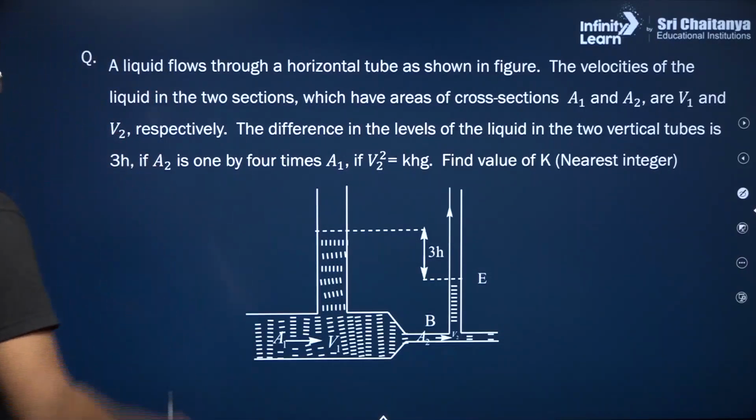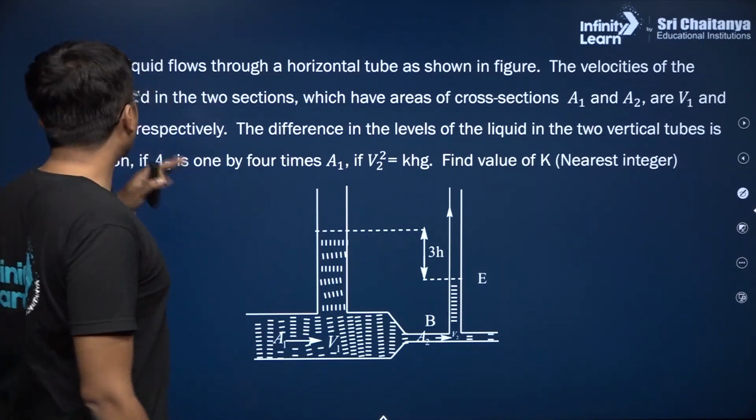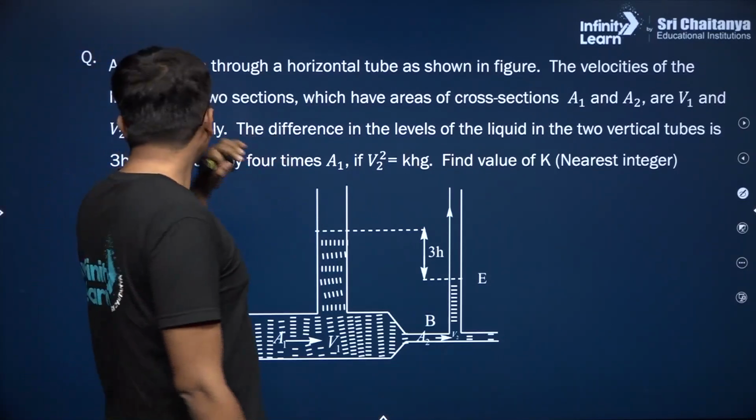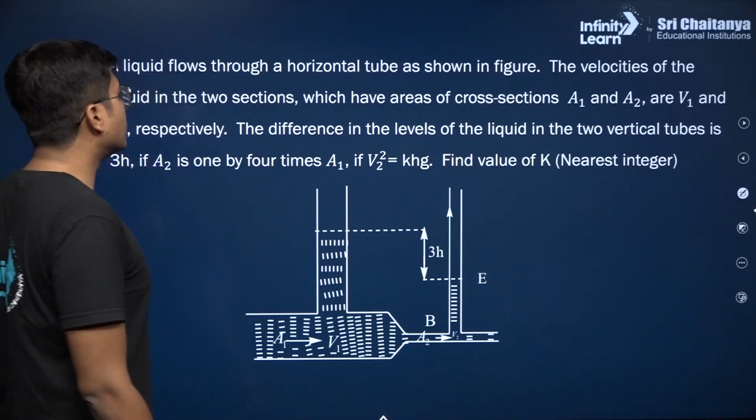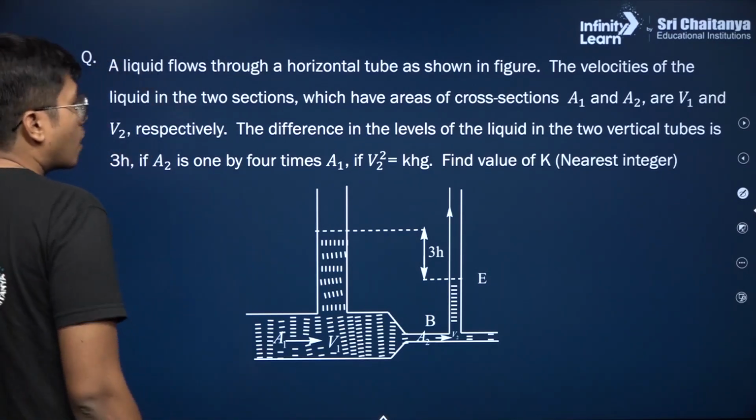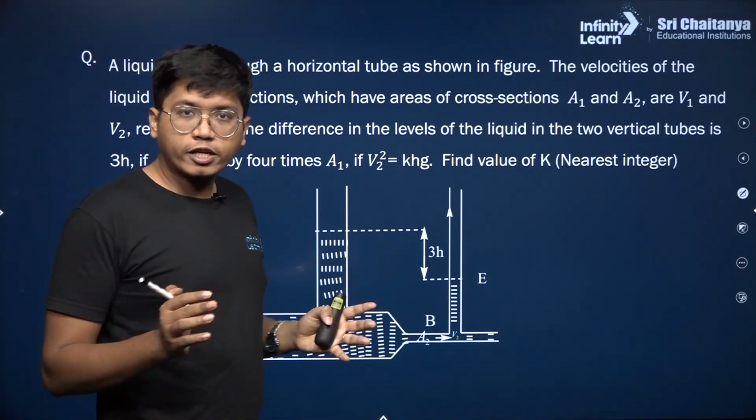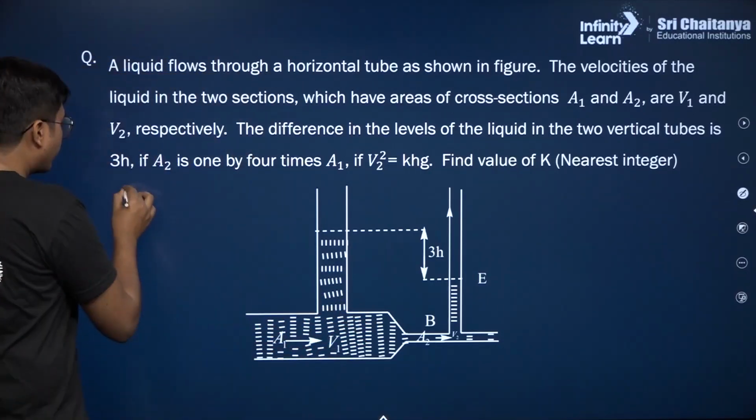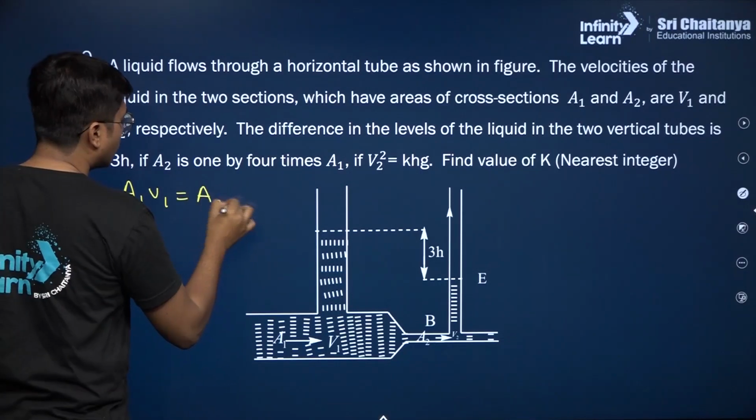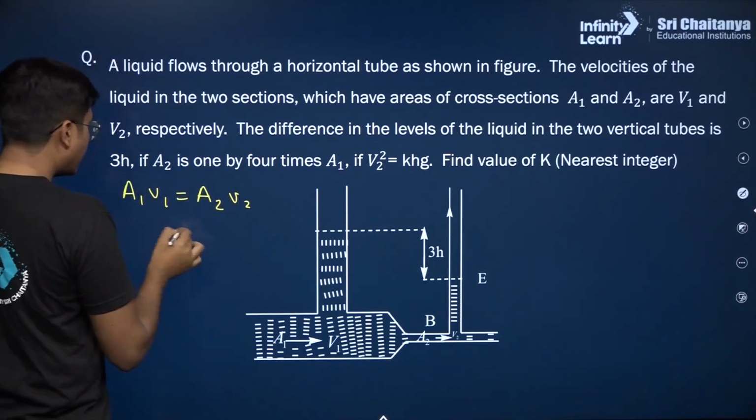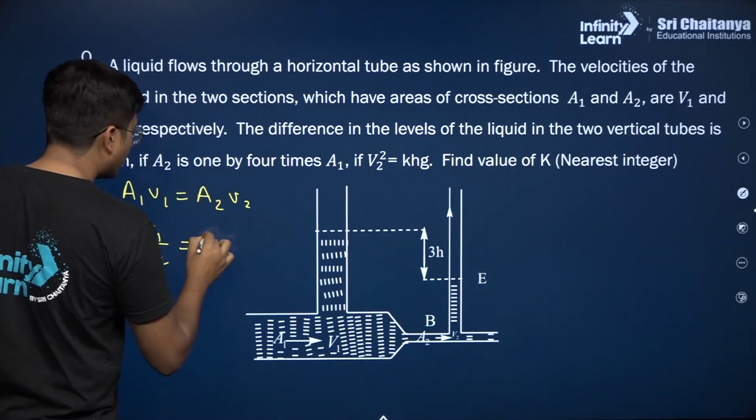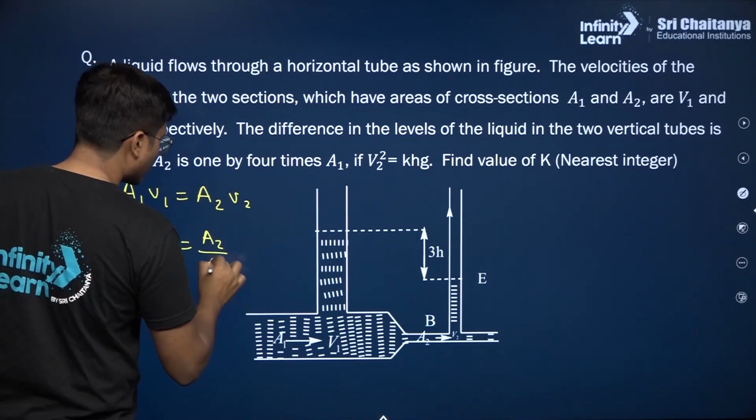Next question, a liquid flows through a horizontal tube as shown. Velocities of liquid in the two sections which have areas of cross section A1 and A2 are V1 and V2 respectively. The difference in the levels of the liquid in the two vertical tubes is. So first off, by the equation of continuity, we know that A1 V1 is equal to A2 V2, which means V1 by V2 is equal to A2 by A1.